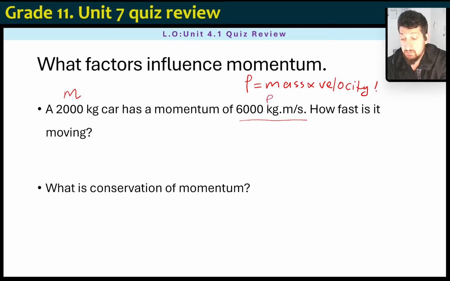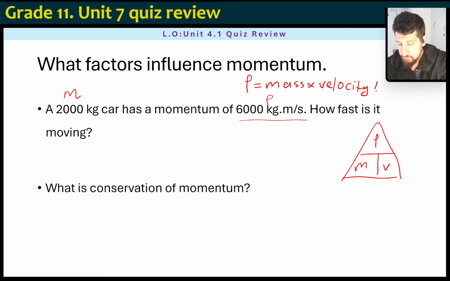So this is the momentum. How fast is it moving? Once again, we can actually put it in triangle form. Momentum equals mass times velocity. And so we have the momentum, we have the mass, so we need the velocity, and the velocity is going to equal P over M, which is going to equal 6,000 divided by the mass of the car, which is 2,000, and therefore the velocity is going to be 3 meters per second, and whatever that direction is going to be, so in the positive direction.